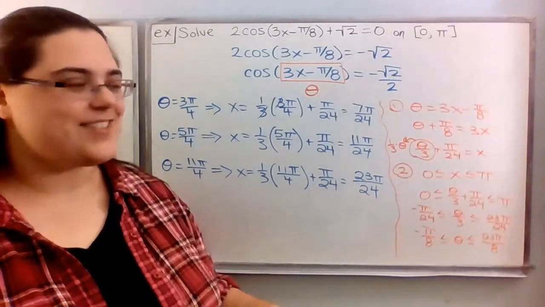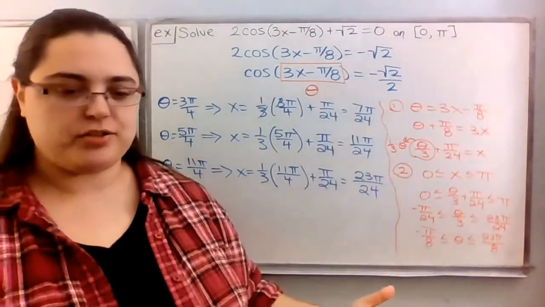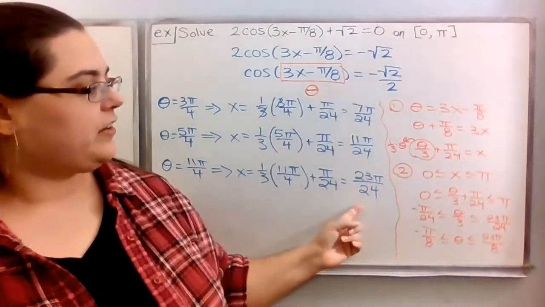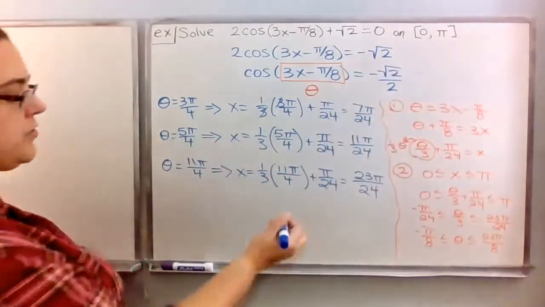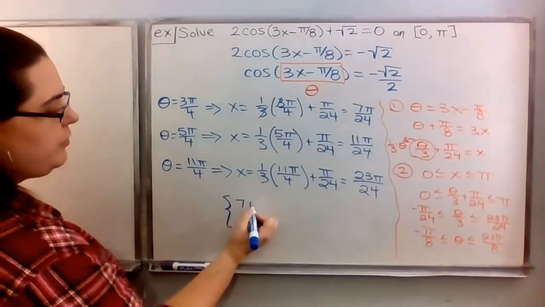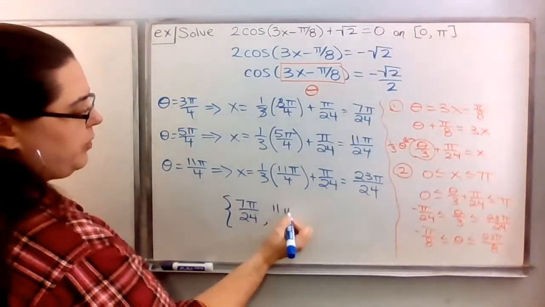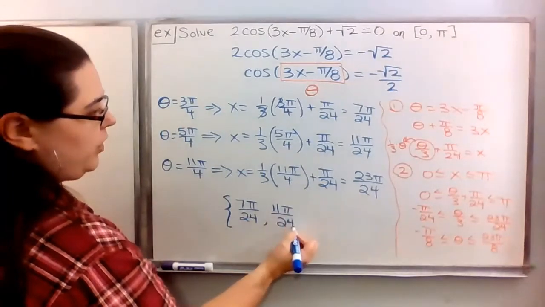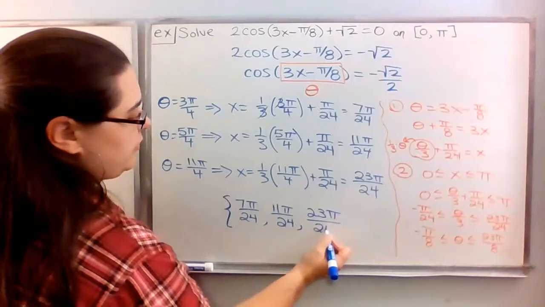Whew. All right, so that means that these 3 values here are our values for x. And if I check, they're all between 0 and pi. So my final solution is going to be the set of 7 pi over 24, 11 pi over 24, and 23 pi over 24.